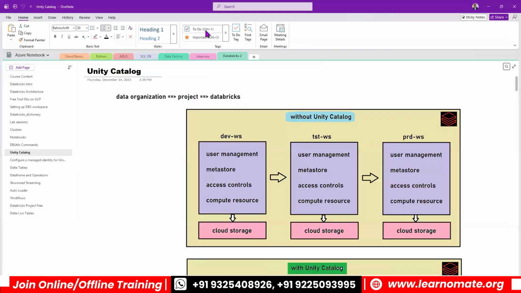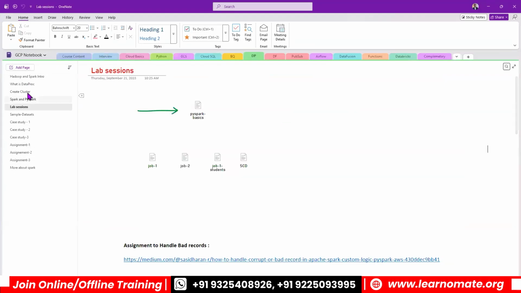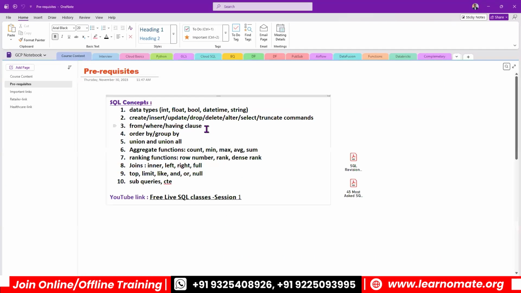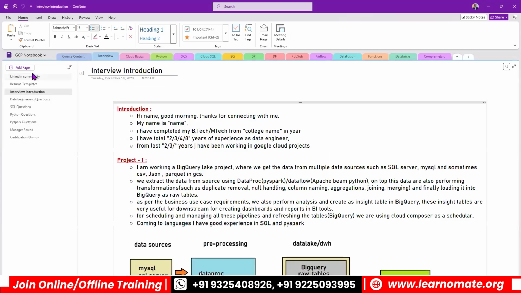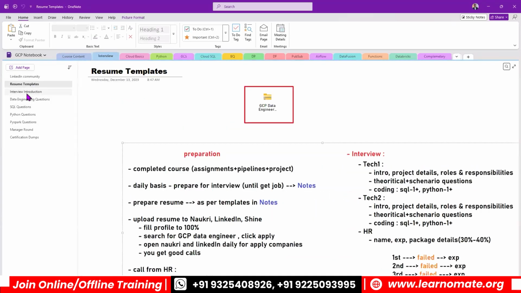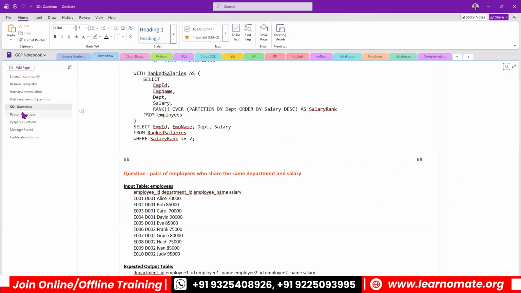You can see here, guys, this is our Azure notebook. A dedicated notebook will be there for Azure as well as a dedicated notebook for GCP, guys. A lot of things that we are going to cover. If I start looking into it, there's a detailed course curriculum, interview, LinkedIn community, resume templates, interview introduction, data engineering questions, SQL questions, Python.